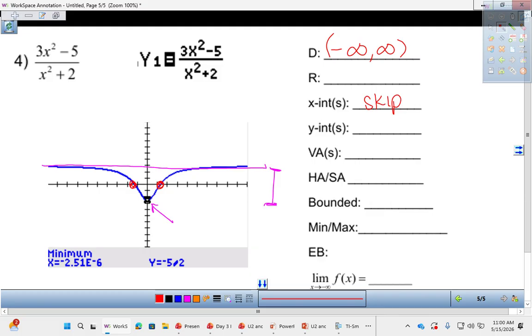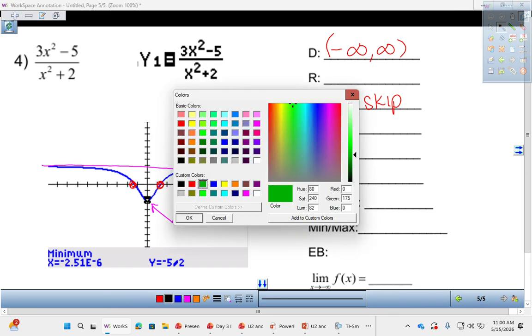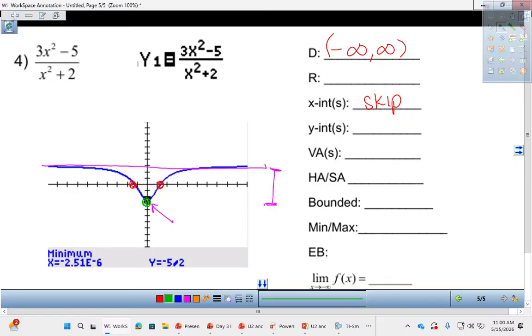Y-intercept is up and down. On this axis, I can see that one, I think. Looks like it's like -2.5. Make sure you stay. All right. If you don't want to read it from the graph, you're just plugging zeros in. 3 times 0 squared minus 5, 0 squared plus 2. So it ends up being -5 over 2, or -2.5.